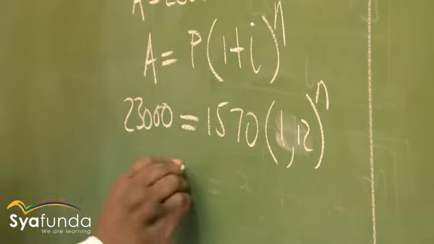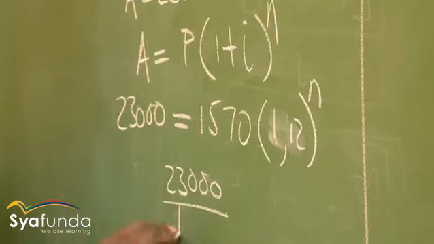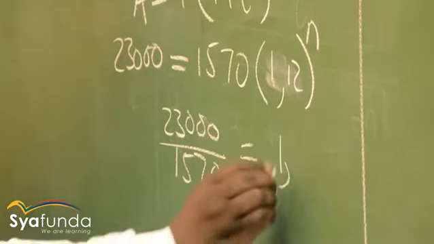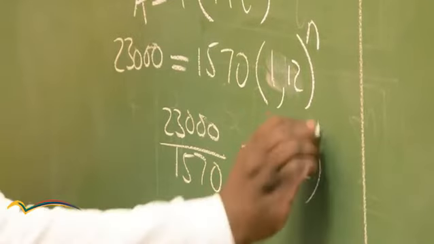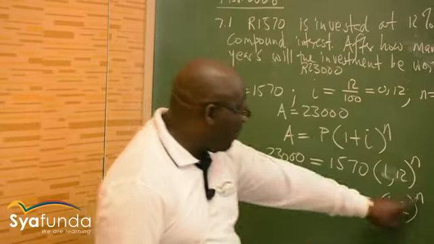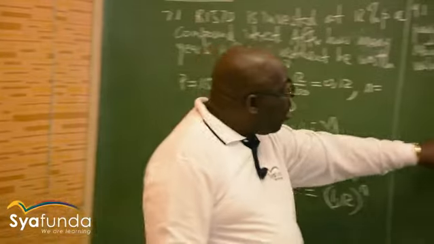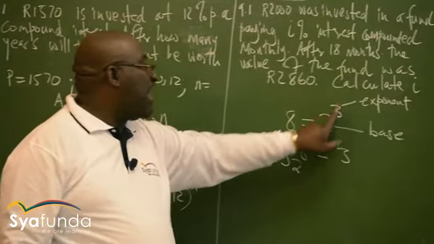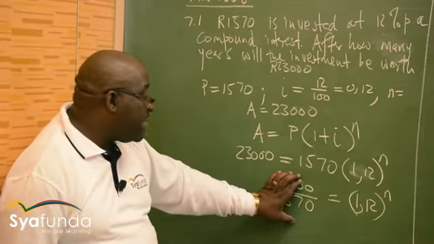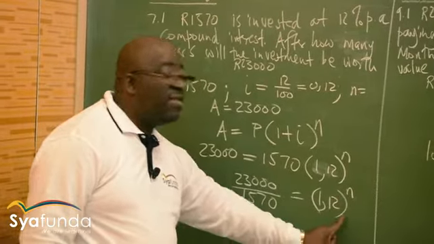I've got 23,000 divided by this value, which is 1,570, which is the same as 1.12 raised to the power N. That's what I have. I'm looking for the value of N. How do I get it? I know that a log of this number is the exponent at a particular base. It's the same scenario here. Remember, this is the exponent, this is the base.